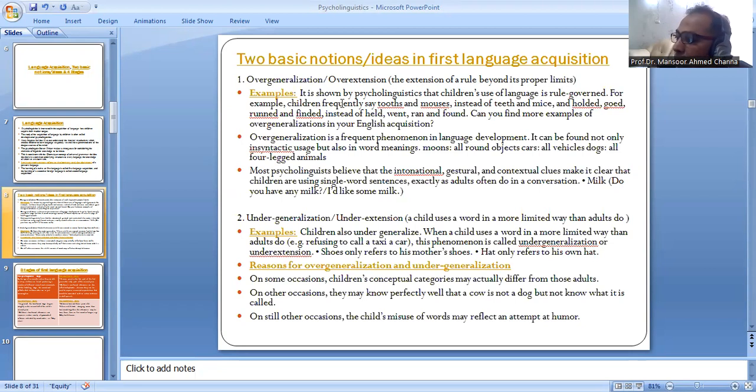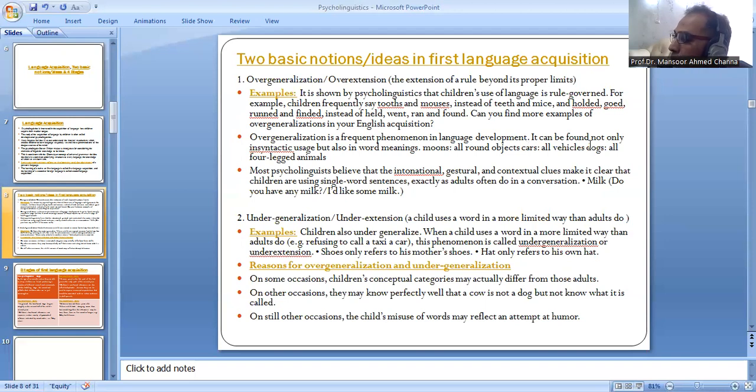For example, it is shown by psycholinguists that children's use of language is rule-governed. Again, children frequently say "tooths" and "mouses" instead of "teeth" and "mice," and "holded," "goed," "runned," and "finded" instead of "held," "went," "ran," and "found." Can you find more examples of overgeneralization in your English acquisition? On the whole, overgeneralization is a frequent phenomenon in language development.